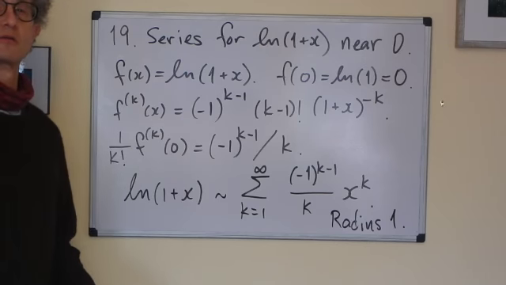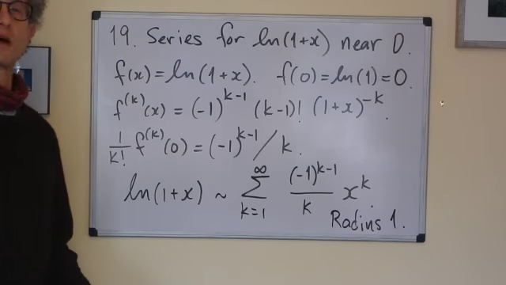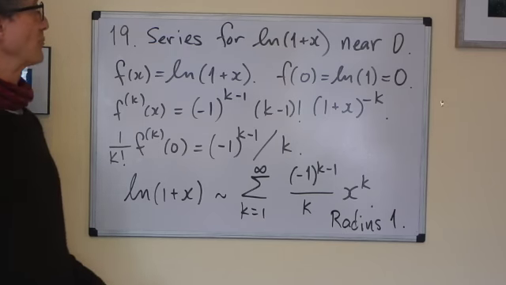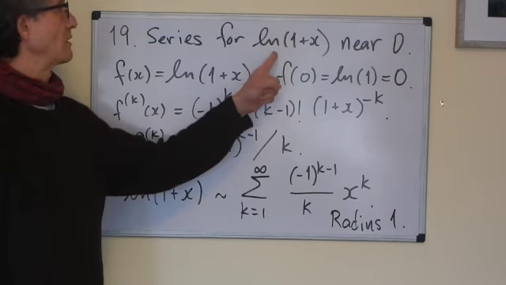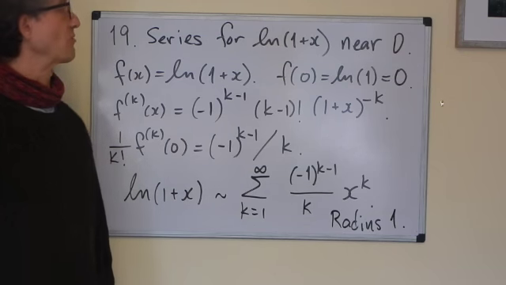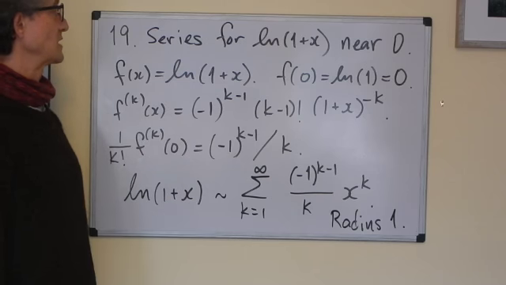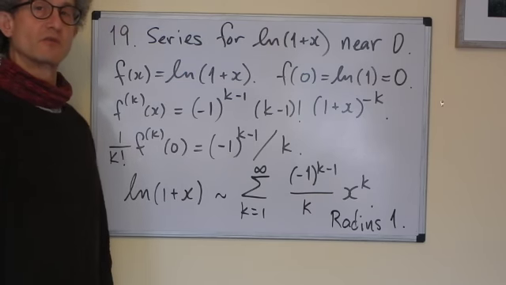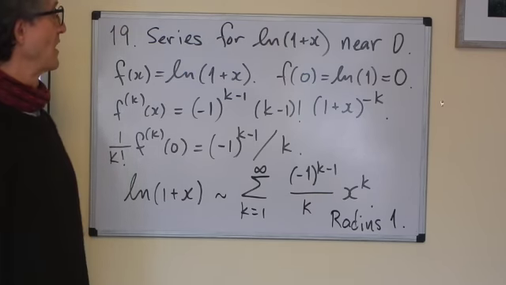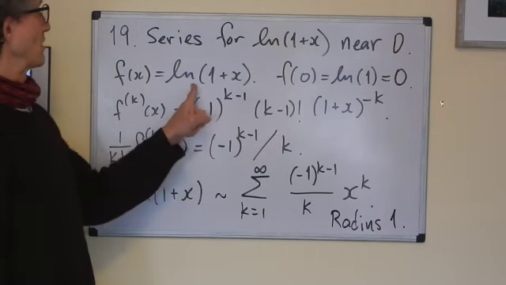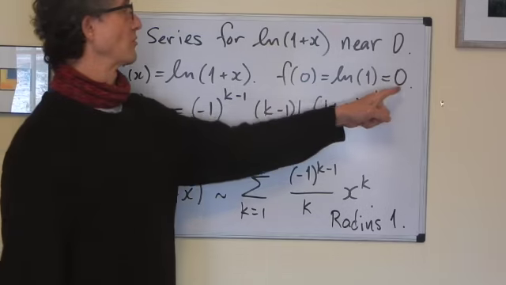In this section, we're going to look at a couple of power series. The first one is for log of 1 plus x near the base point 0. So x is 0. Let's set f of x equal to log of 1 plus x just because it's easier to write derivatives for f. And of course the value of f at 0 is log of 1, which is 0.